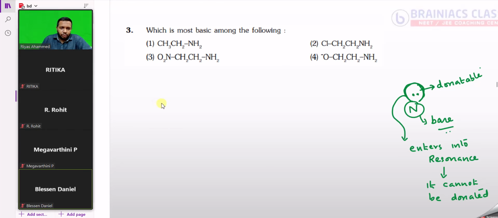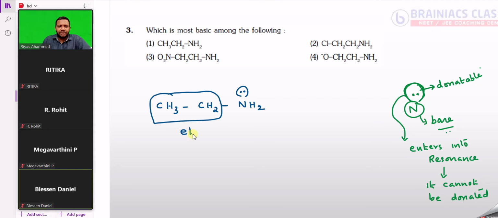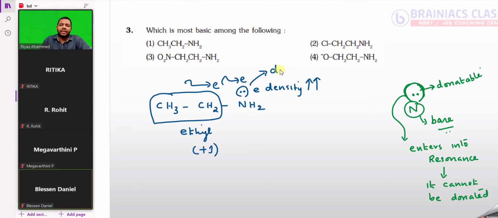So let's go with the first one. You have CH3, then CH2, then NH2. Now we know that nitrogen has a lone pair. If this lone pair is donatable, then I say it is a good base. What is connected near to it? CH3, CH2, that is nothing but our ethyl group. I know that ethyl group has a plus I effect. So what will it do? It will donate electrons in this direction, or repel the electrons in this direction. So the electron density in the nitrogen atom increases. If the electron density increases, then it can easily donate the electrons. Then I can say it is a good base.